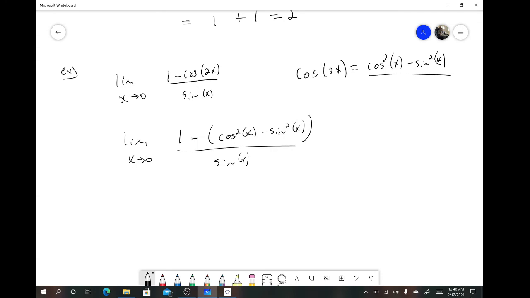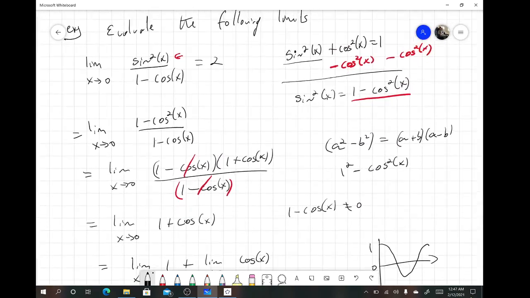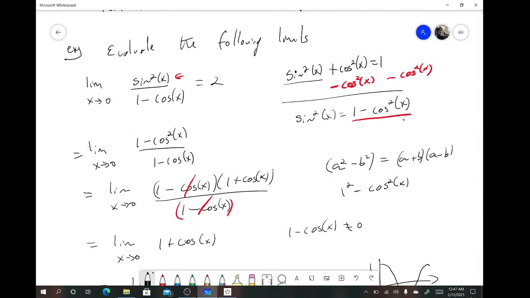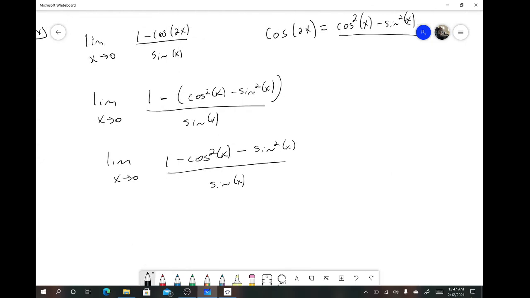So we're going to distribute these negative signs. So I'm going to have the limit as x goes to 0 of 1 minus cosine square x minus sine square x over sine of x. Now this 1 minus cosine square x, remember I had it up here. We know from our previous problem, that's the same thing as sine square x. So I could actually substitute again in here.